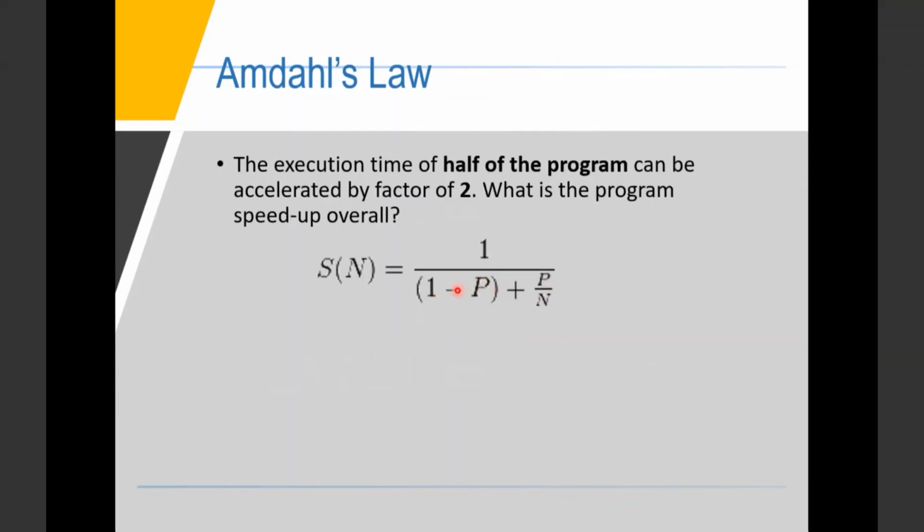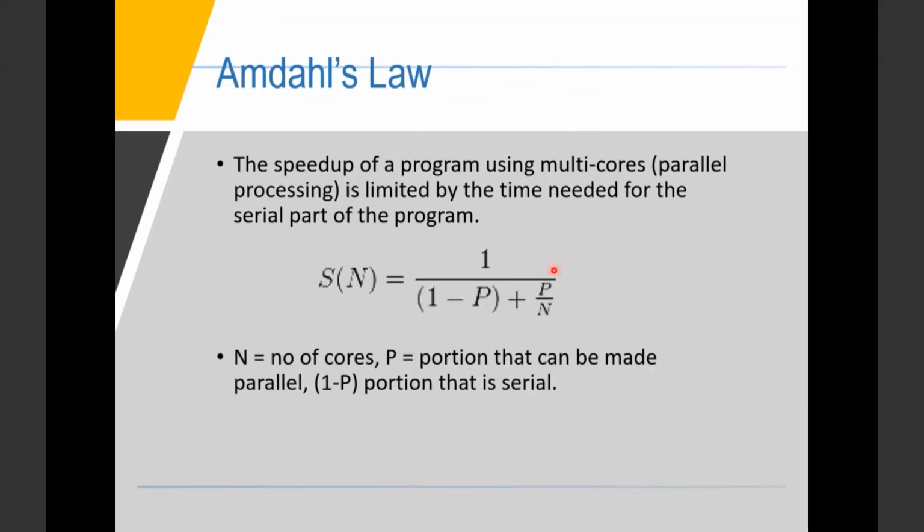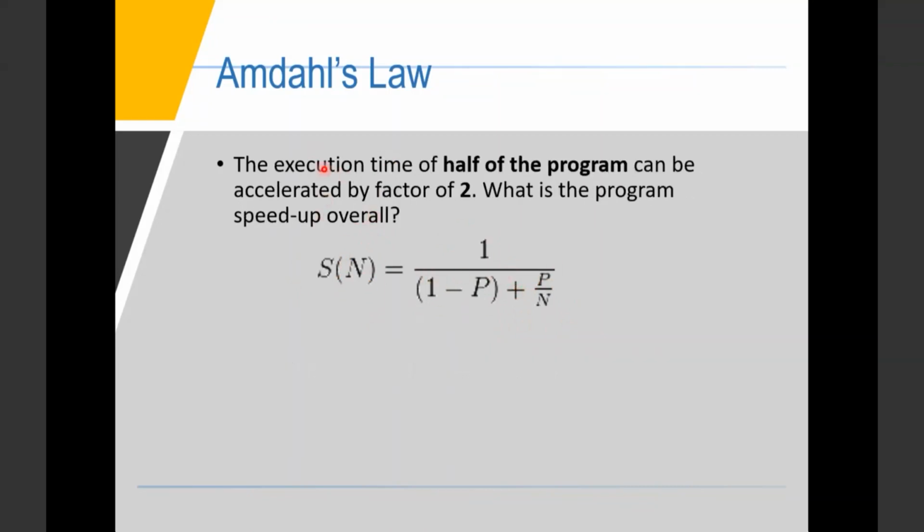Now we are going to look at the relationship between the speed up and the number of cores. Let's look at these examples. The execution time of half the program can be accelerated by a factor of 2. It means that you have a program in which P here is equal to 0.5.